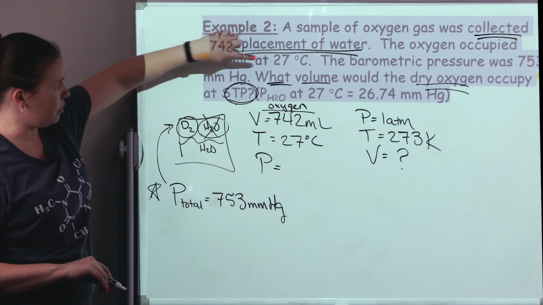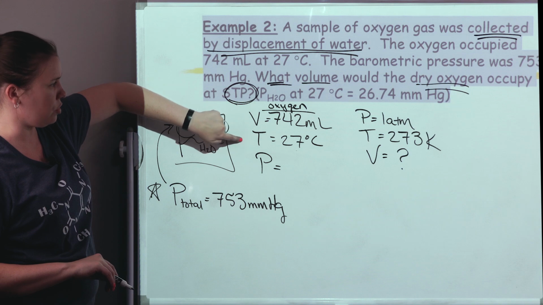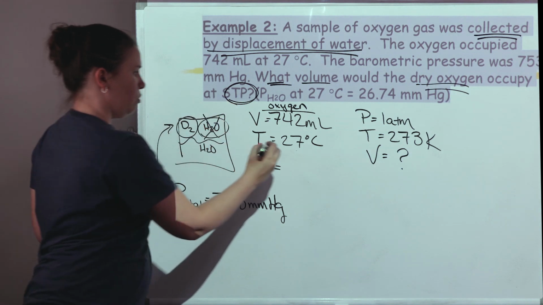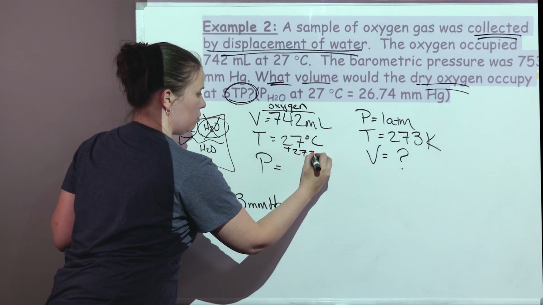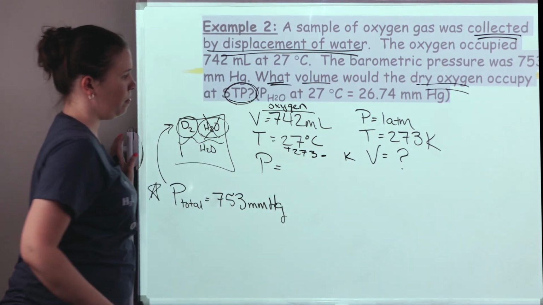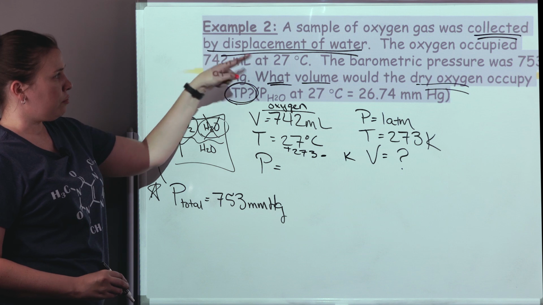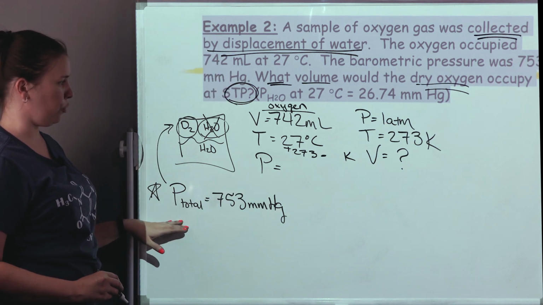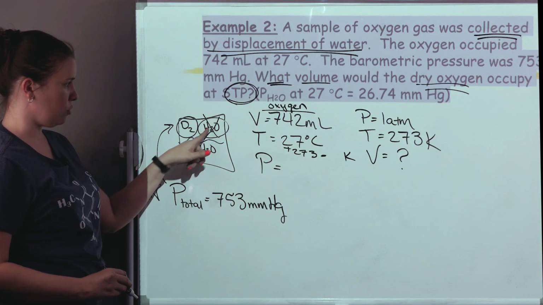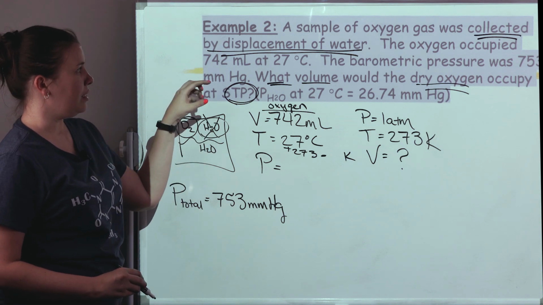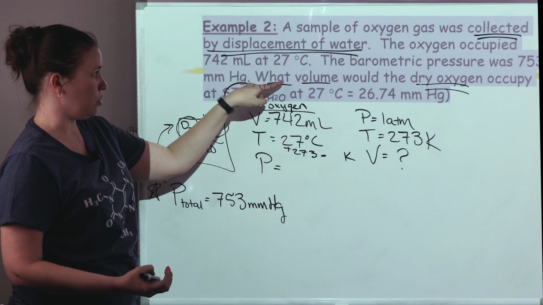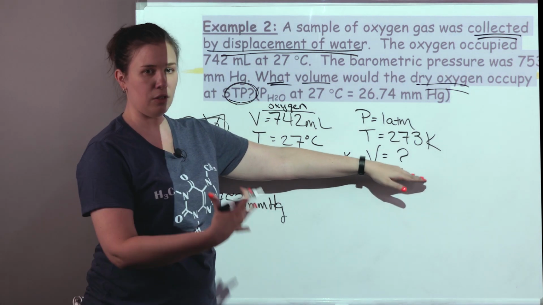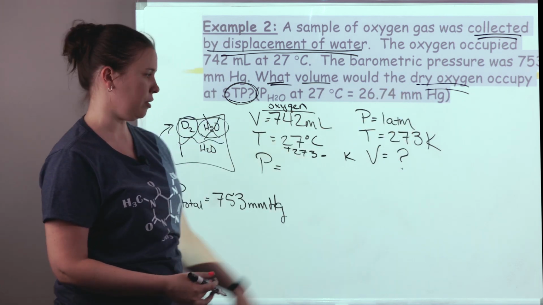The volume and the temperature in the initial situation are the 742 milliliters and the 27 degrees Celsius, which you know you want to add 273 to because it's got to be in Kelvin. And then it gives you some information about pressure in this first situation, but the problem is that it's giving you a total pressure. You're going to have to fix the water problem. And then it gives you a second or final situation where it's asking for the volume at STP. So we're finding the V question mark for the STP combination.